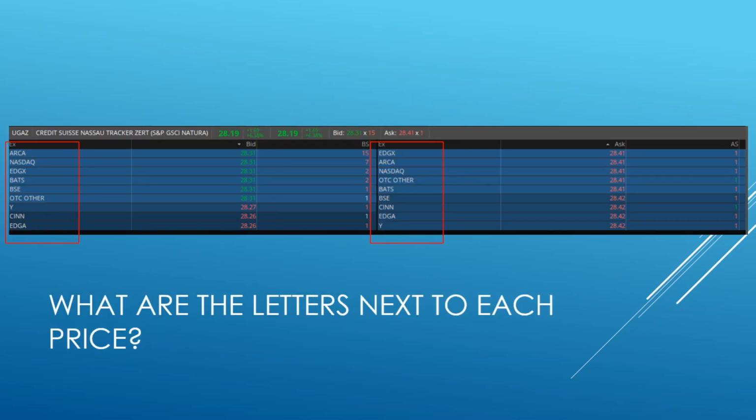So the final topic for this bid and ask lesson is, what are those letters next to each price? Those are the exchanges in which the stock is bought and sold. Like I said before in the last slide, when a stock is bought, there's someone out there that wants to buy, and when a stock is sold, there is someone out there that wants to sell it.